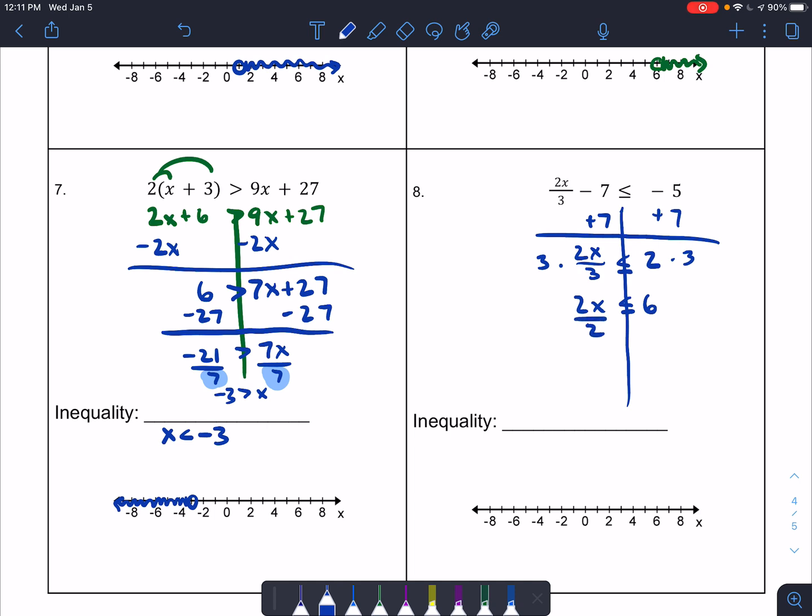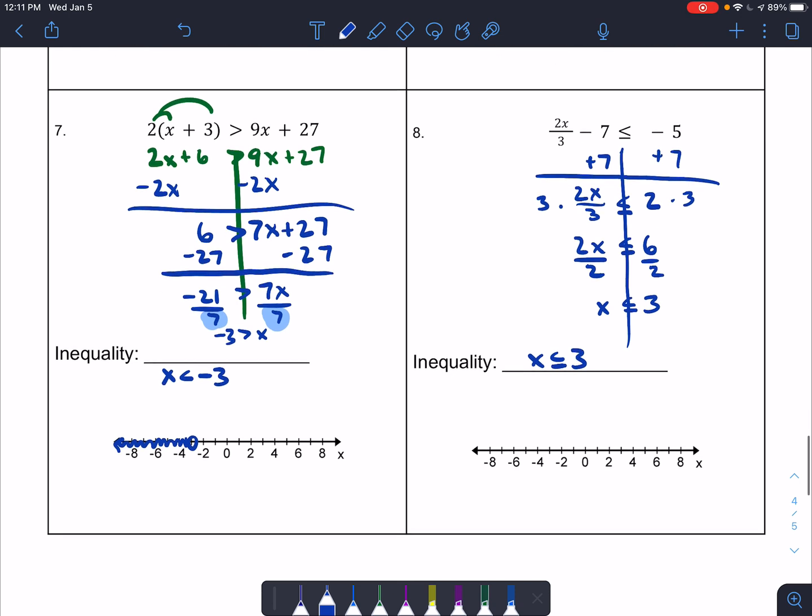Finally, I divide both sides by 2. Well, once again, I did not multiply or divide by a negative, so I do not flip my inequality, and I should be good with the solution of x is less than or equal to 3. So here I mark 3. I fill it in this time because it is or equal to, and I shade to the left because it is less than. And that is a rundown of 4.6.